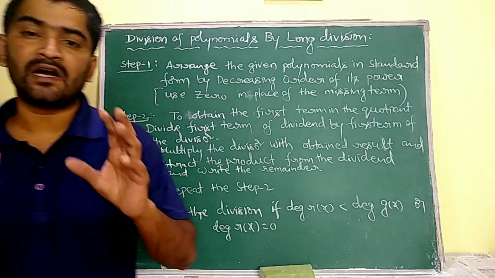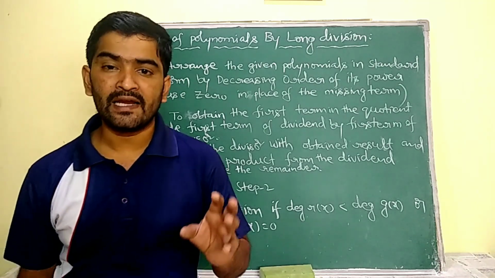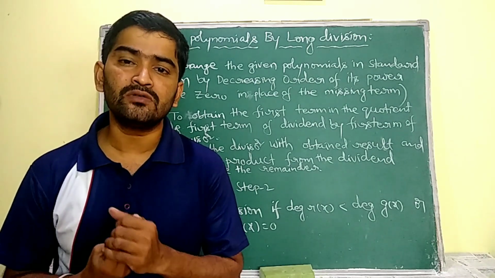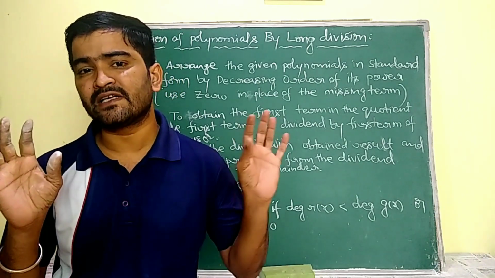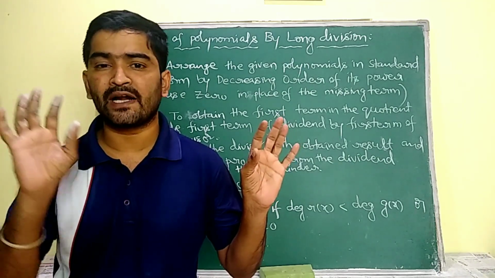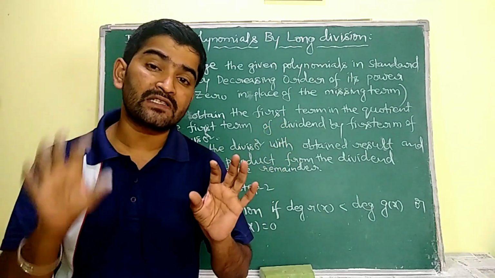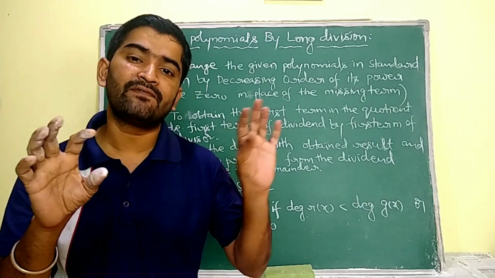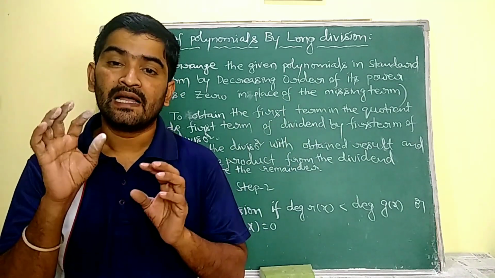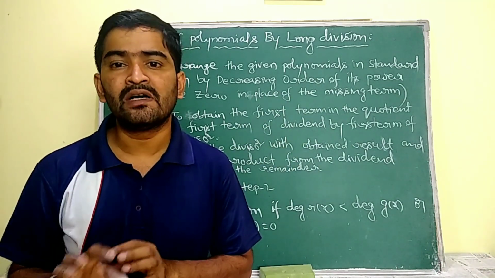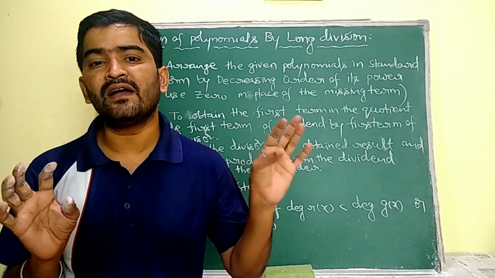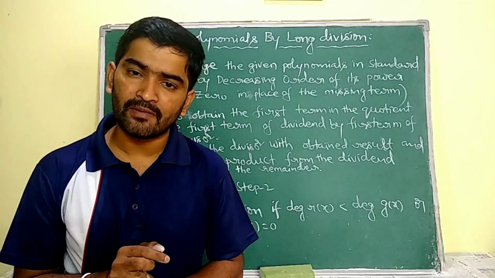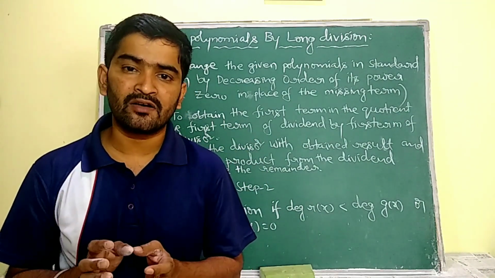So simply see, firstly we have to arrange the given polynomials in a standard form, that is the divisor and dividend. Then after we have to divide the dividend with the divisor. For that we have to write the quotient value first. To obtain the first term in the quotient, I have to divide the first term of the dividend with the first term of the divisor. Then we are going to get some result. That is going to be multiplied with the divisor and the obtained product subtracted from the dividend. Then we are going to get some remainder.